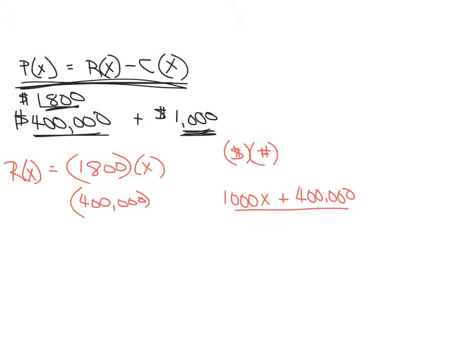All right, so C of x is going to be equal to 1,000x plus 400,000. So that is going to be the total cost of production and the sale of x number of units.